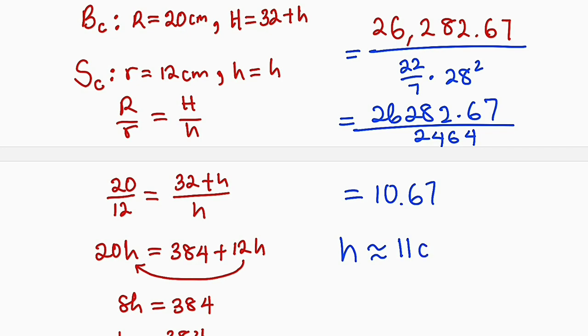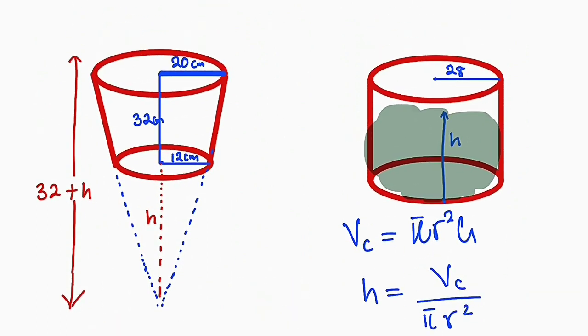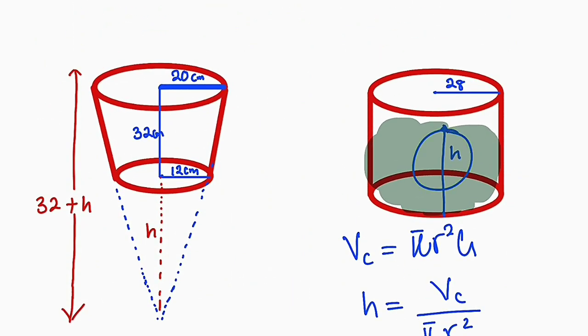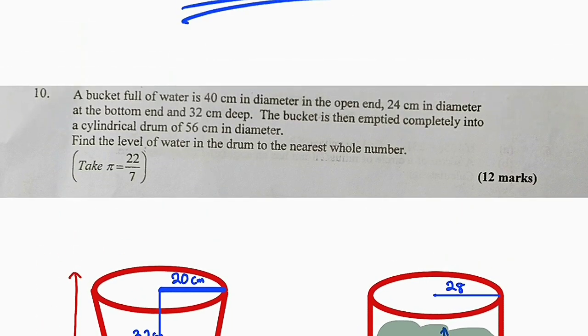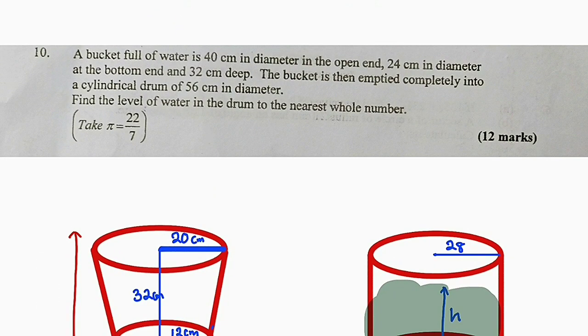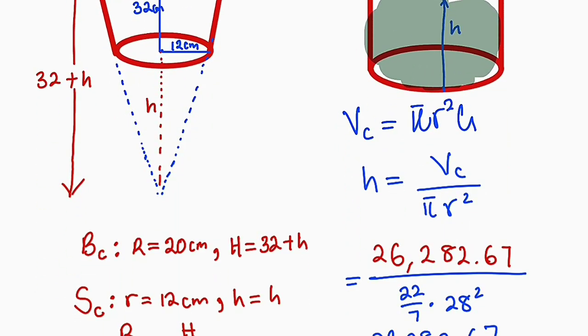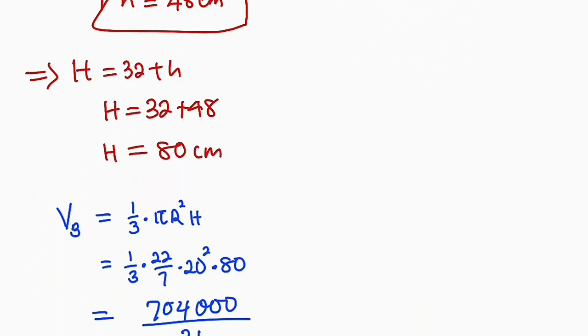I remember that this is in centimeters, and hence the height of the water in this cylindrical container is 11 cm to the nearest whole number, and hence we have just answered this question. Now let us move on to question number 11.